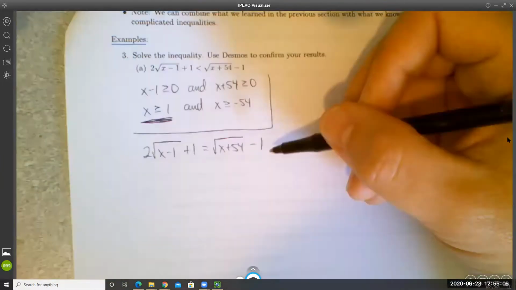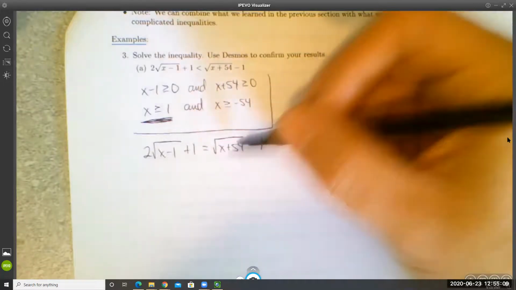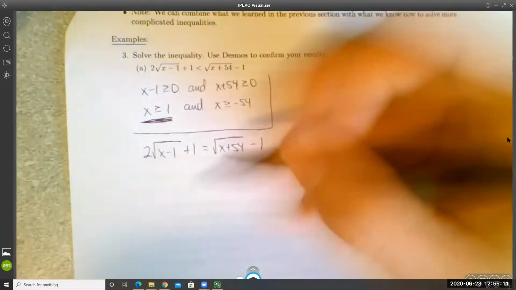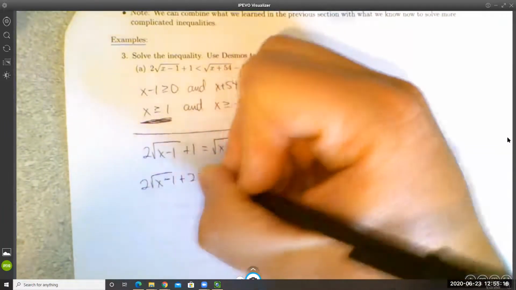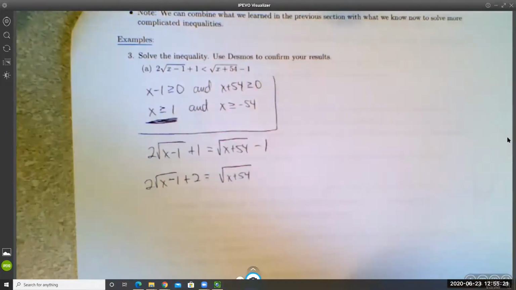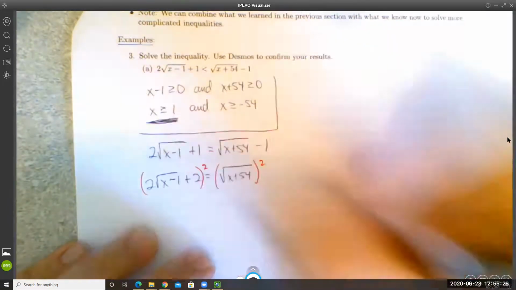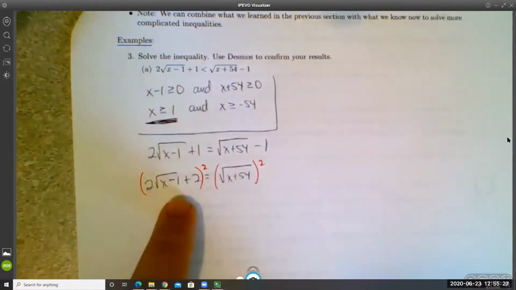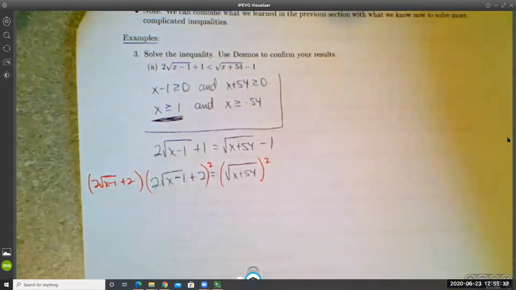To do that, I need to isolate one of the radicals, and I think the easiest one to isolate is going to be the square root of x plus 54. So I'm going to add 1 to the other side. Then I'm going to square both sides. When I do that, I'm really thinking of this like I've written it out twice and I've FOILed it. Most of the time I'm going to do this kind of thing in my head, okay?